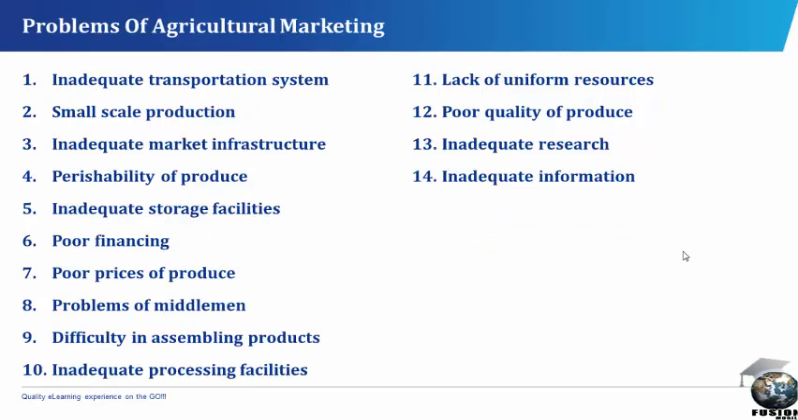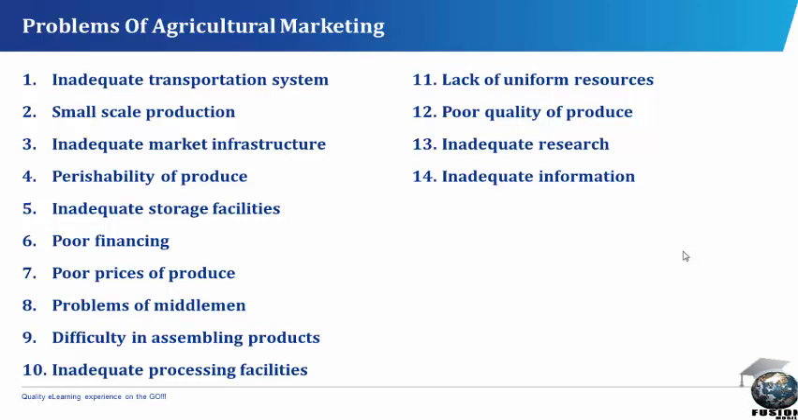Problems of agricultural marketing. Problems associated with the marketing of farm produce include: 1. Inadequate transportation system, small-scale production, inadequate market infrastructure, perishability of produce, inadequate storage facilities, poor financing, poor prices of produce, problems of middlemen, difficulty in assembling products, inadequate processing facilities, lack of uniform weights and measures, poor quality of produce, inadequate research, and inadequate information.